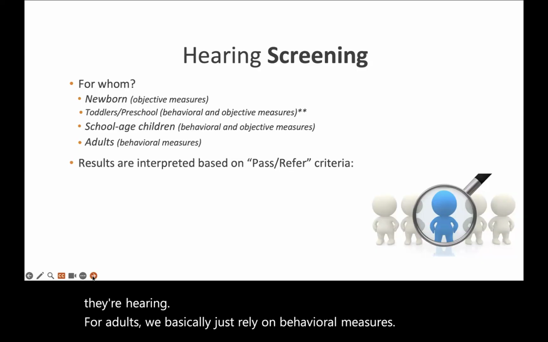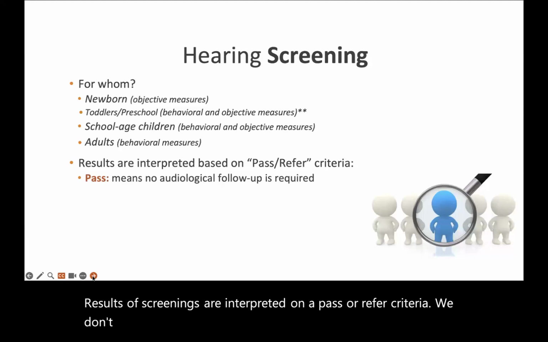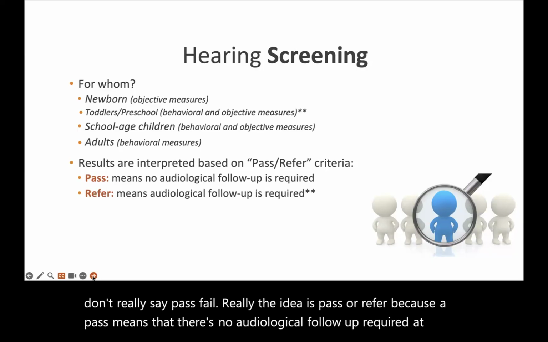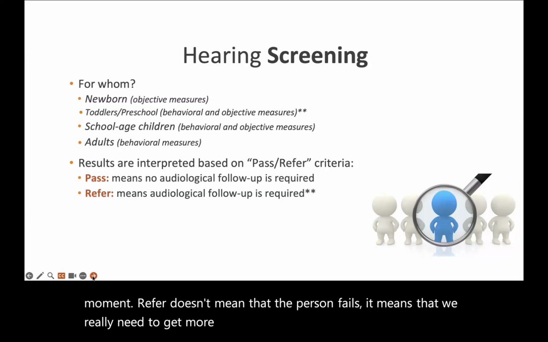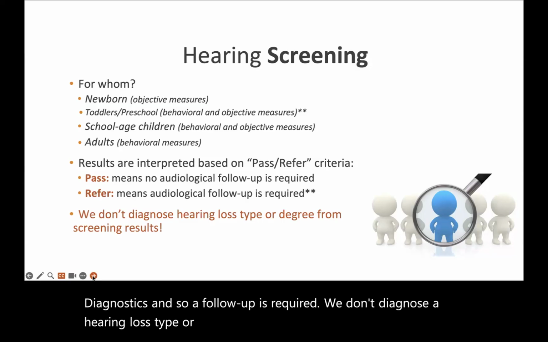Results of screenings are interpreted on a pass or refer criteria. We don't really say pass fail. Really, the idea is pass or refer because a pass means that there's no audiological follow-up required at that moment. Refer, it doesn't mean that the person fails. It means that we really need to get more in-depth audiological diagnostics, and so a follow-up is required. We don't diagnose a hearing loss type or degree from screening results.